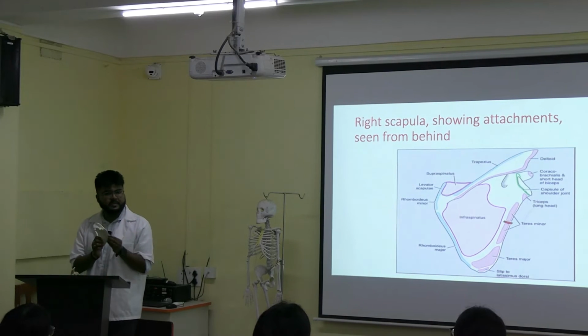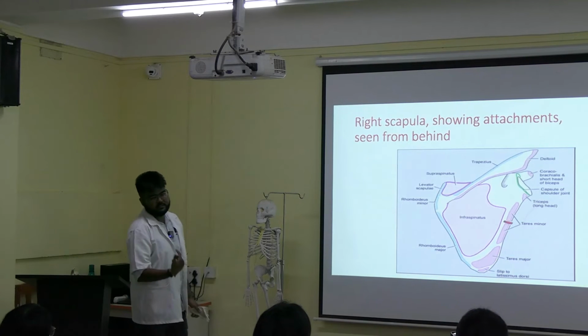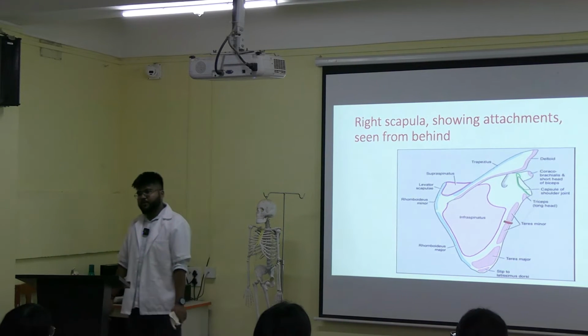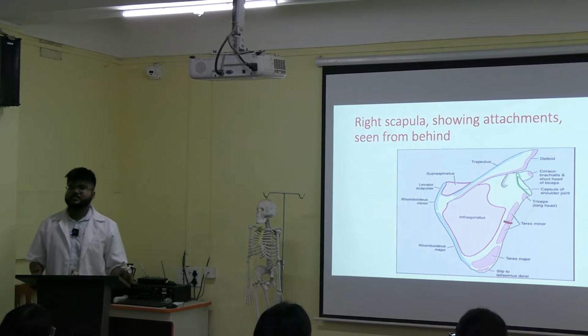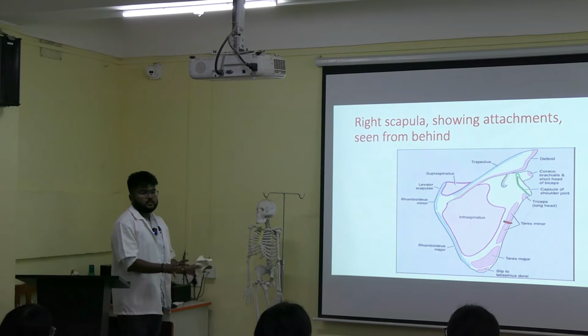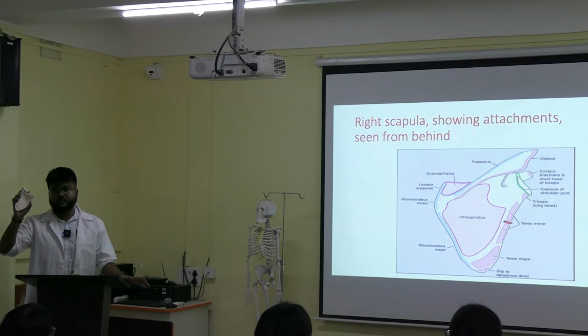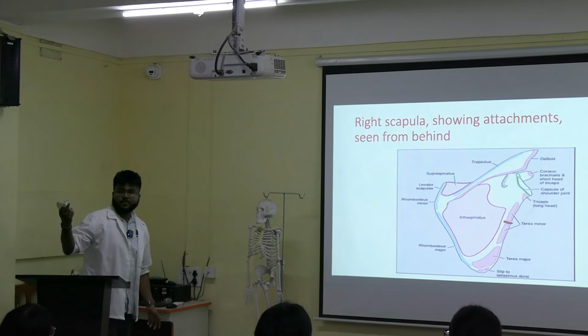Then in the medial border, posterior surface, there are another two muscles attached. First one is your rhomboideus minor. Another one is your rhomboideus major. Okay. So that's all about the muscle attachment in the body. Okay. Clear? Understood? Okay. First recap all those things.